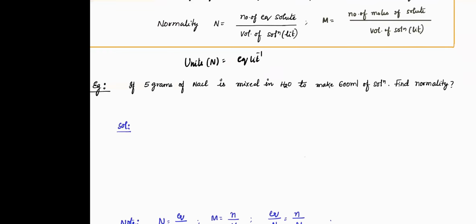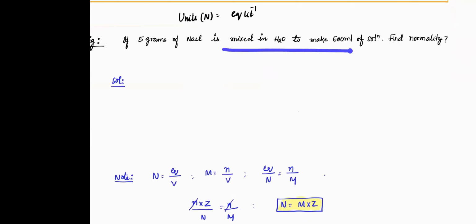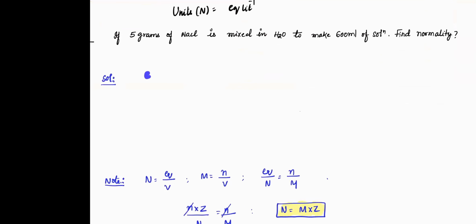Next, check out the question. If 5 grams of NaCl is mixed with H2O to make 600 ml of solution, find the normality. Got it? So how do I figure that out? I'll write it this way: the number of equivalents of NaCl is equal to 5 divided by the equivalent weight of NaCl. Equivalent weight of NaCl is 58.5.